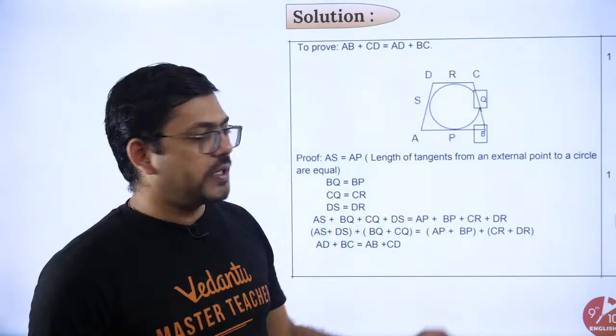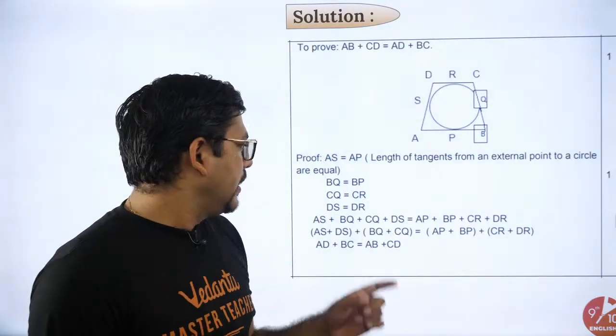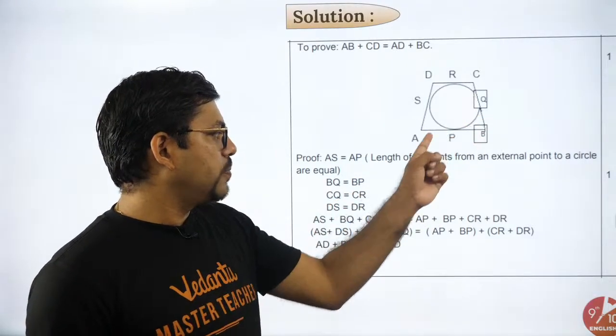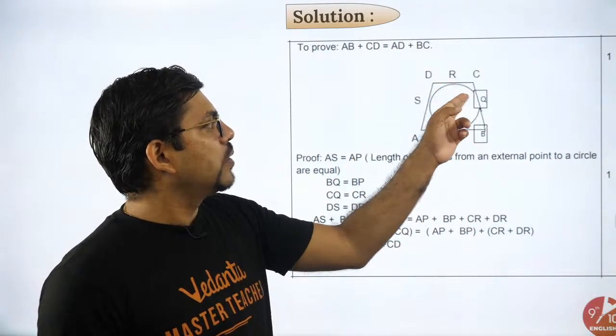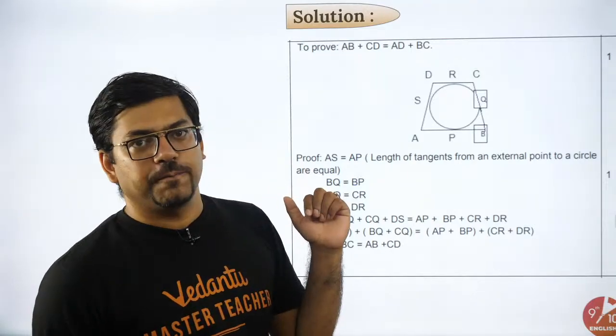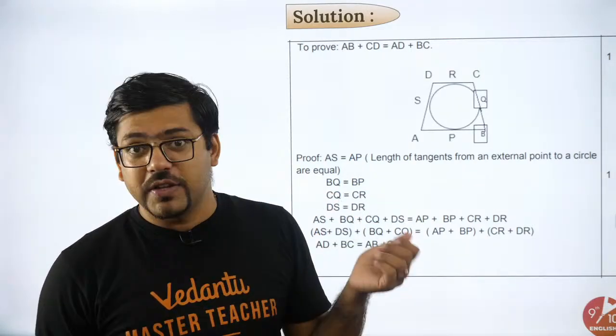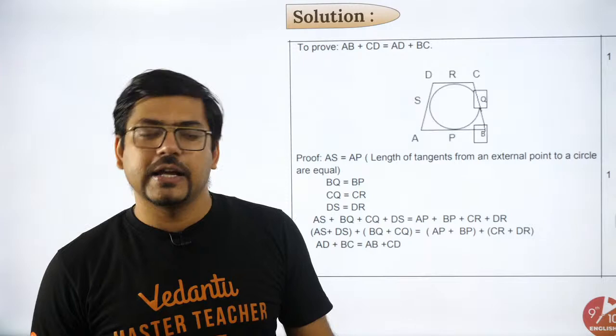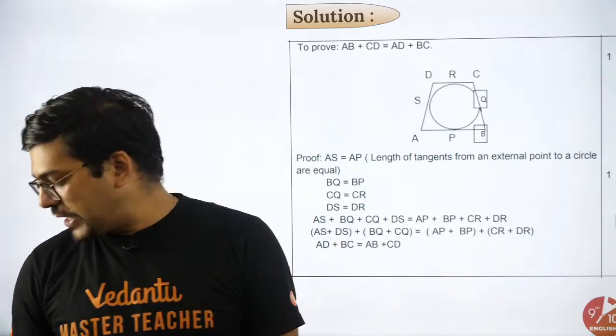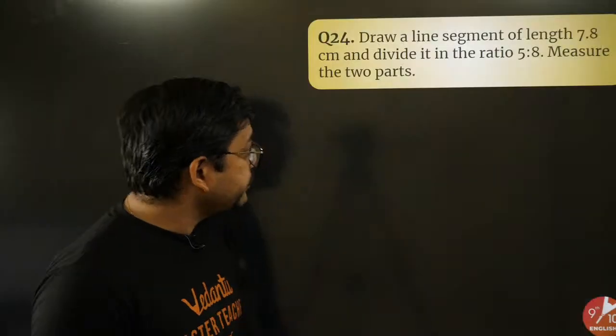Halwa question, if you all have understood. The entire solution is again given here, the same way which I said. BQ equals BP, CQ equals CR, and DS equals DR. Okay, the same way. So if this is given, you just have to see it and then do the needful. Fine. Chalo, let's move on.